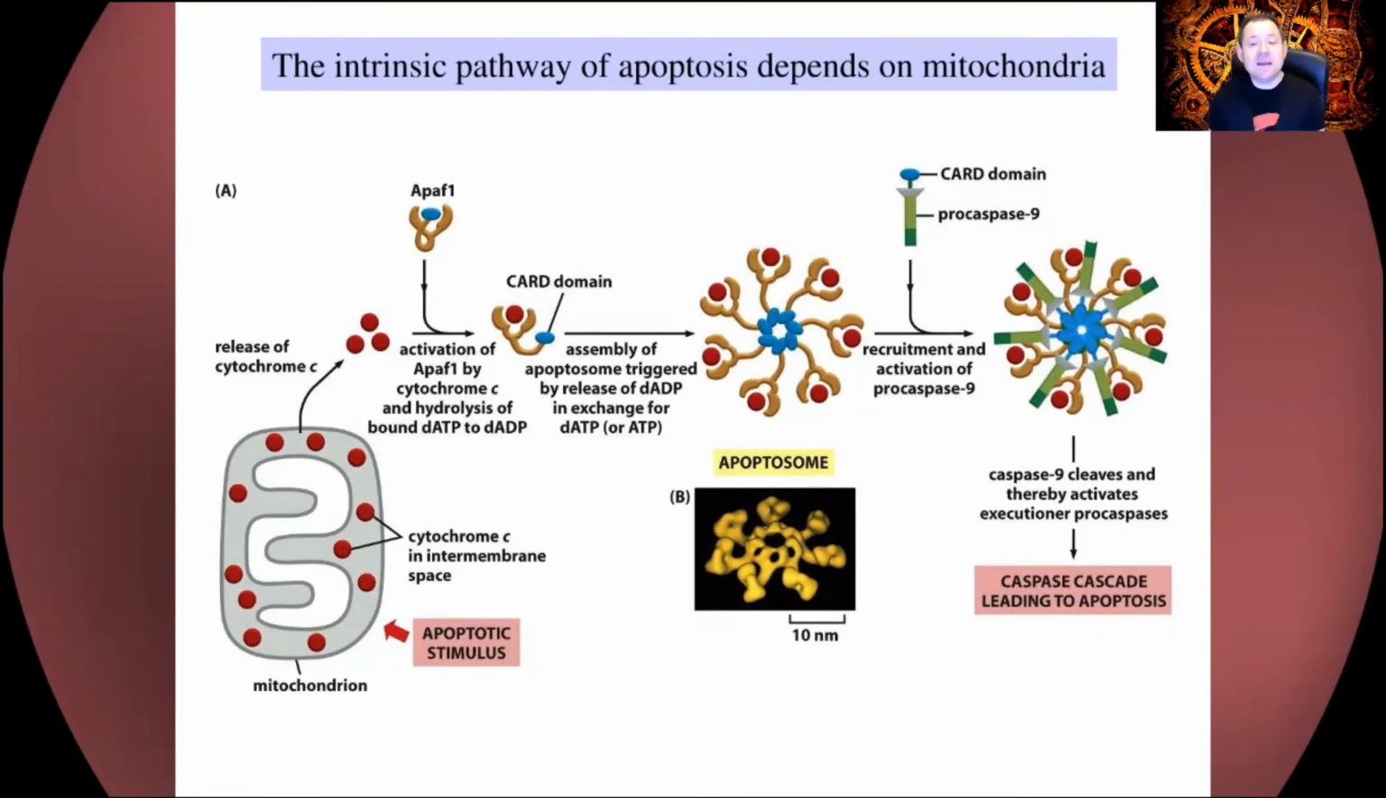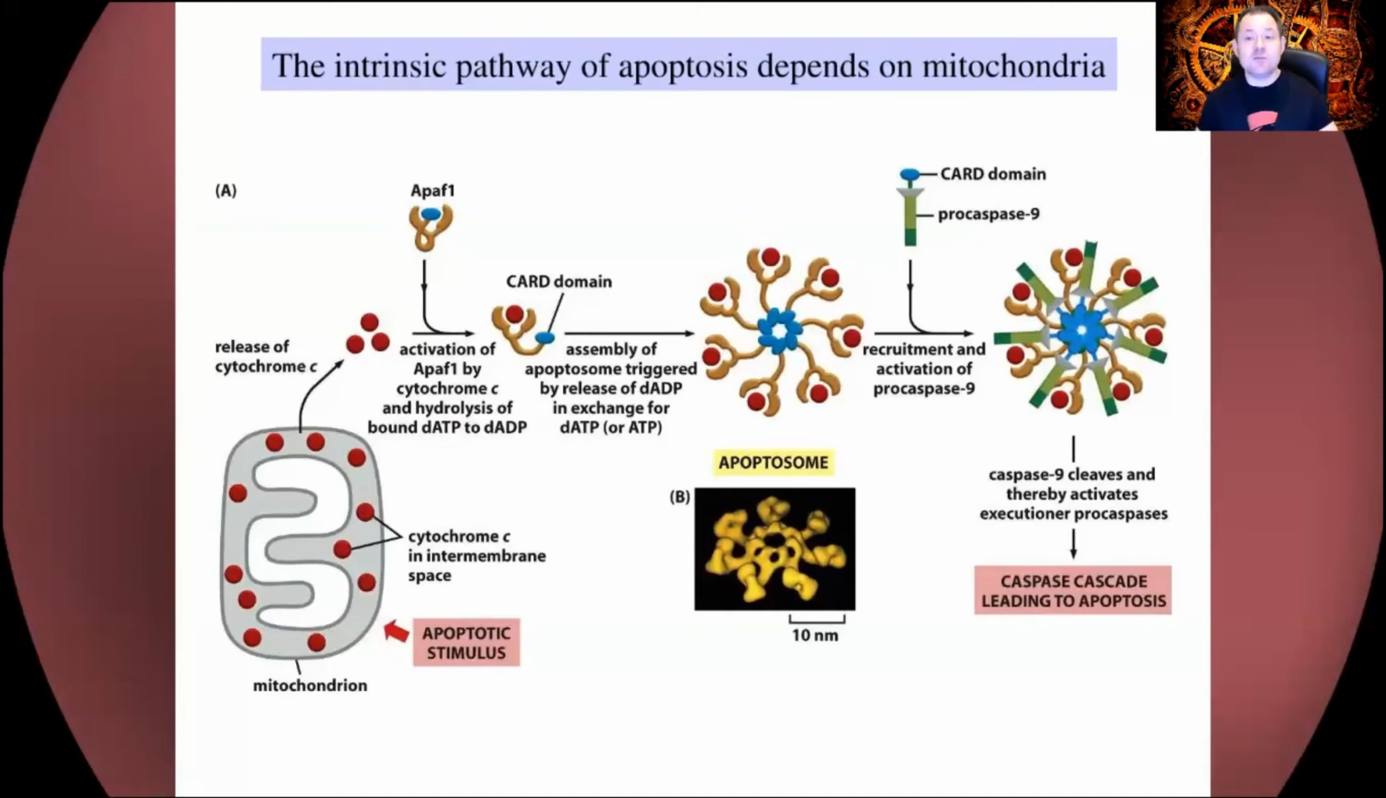Okay, now as I mentioned, card domains attract card domains. So this windmill attracts procaspase 9. The procaspase 9 card domains bind to the card domains in the center of the APAF1 windmill. By the way, this windmill is known as an apoptosome.